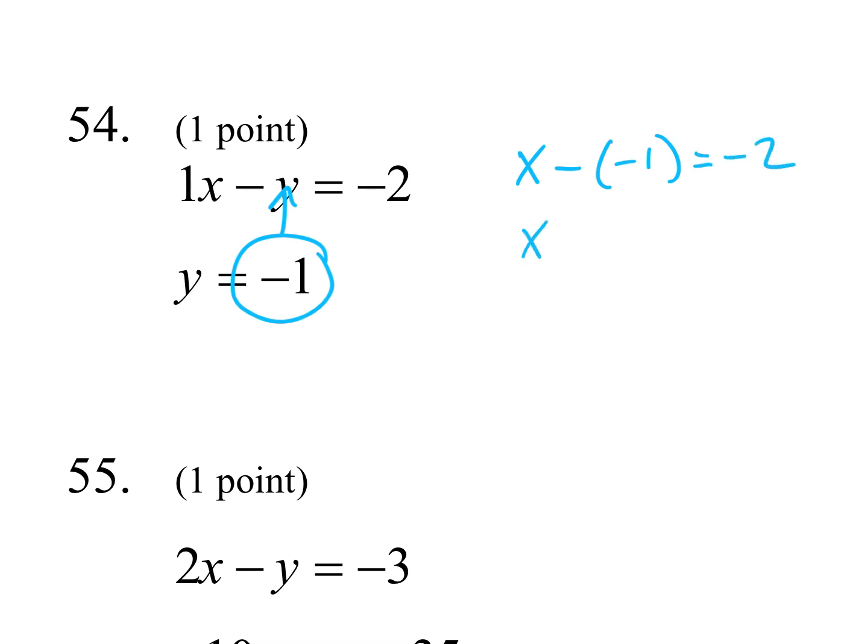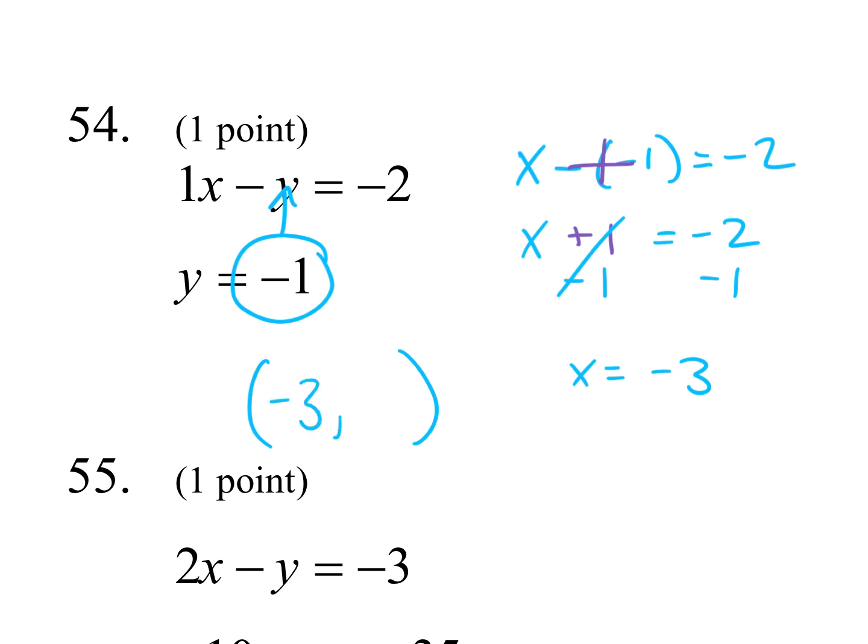What happens when I have minus a negative? Turns positive. So x plus 1 is equal to -2, and then how would I solve? Subtract 1 on both sides, so x is equal to -3. And we always write our answer as a coordinate point. What's our x? -3. And what's y? -1. That was given, so we didn't even need to plug x back in to find y. It already told us what y is. So this would be our answer.